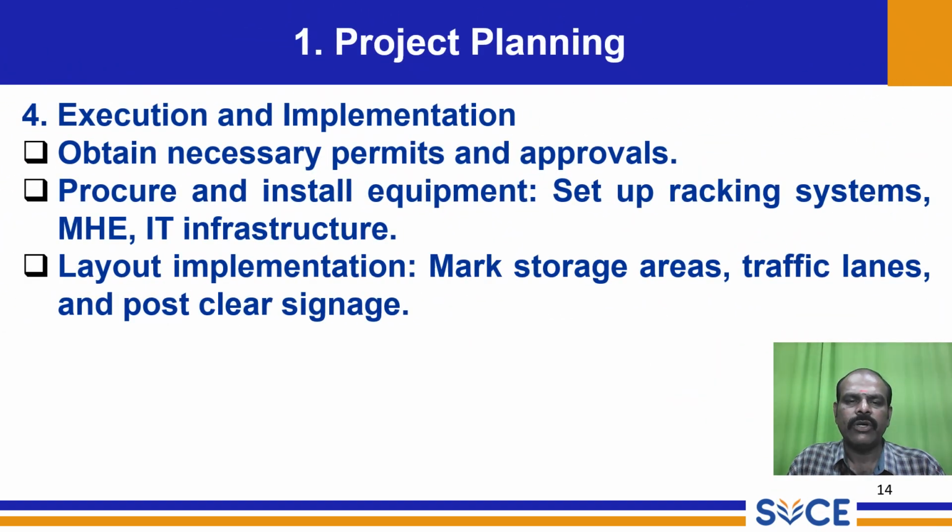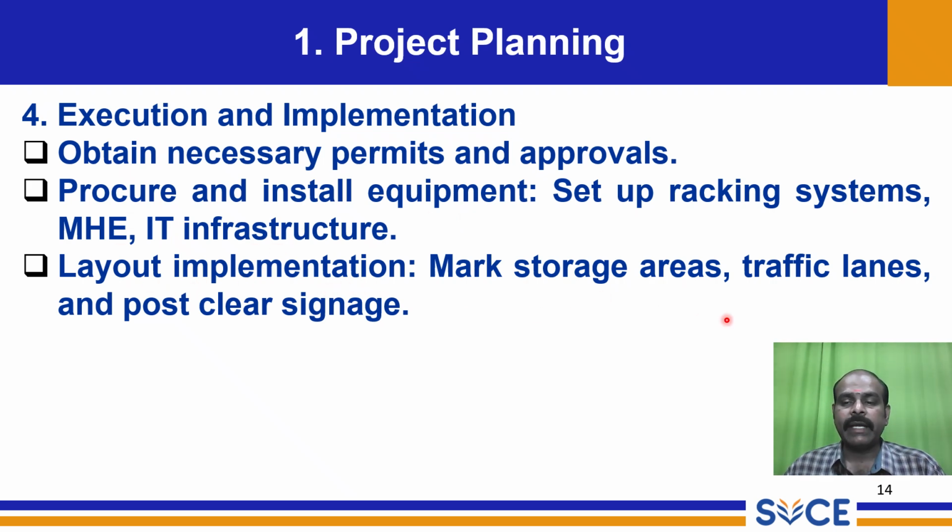Execution and implementation. So after having all these activities, we are supposed to execute everything, because whatever plan we made is going to be executed. First thing is to get necessary permits and approvals from government bodies or government agencies. Then procure and install equipment. Our designs and requirements are ready. We would have told our manufacturer, and they will go ahead with manufacturing. Once everything is ready, we can go ahead with implementation.